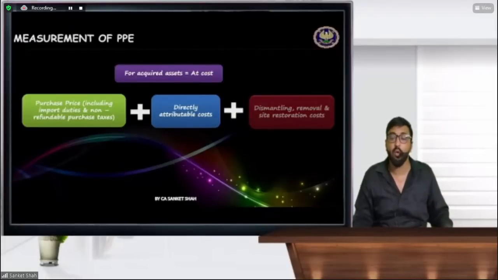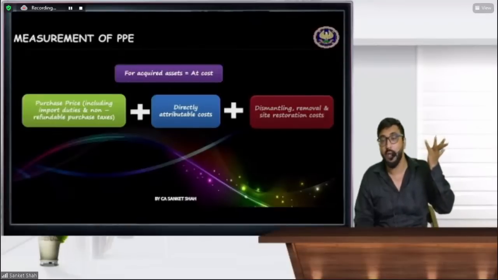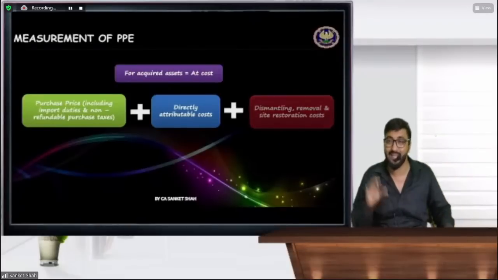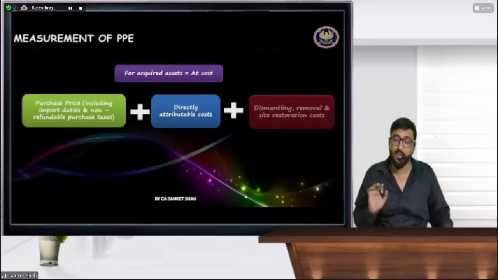Okay, how to record it? Asset account debit to provision account. For example, if I am going to incur in future 30,000 for removal of that asset, so asset will be debited 30,000 to provision for this expenditure 30,000. So dismantling is a new concept.